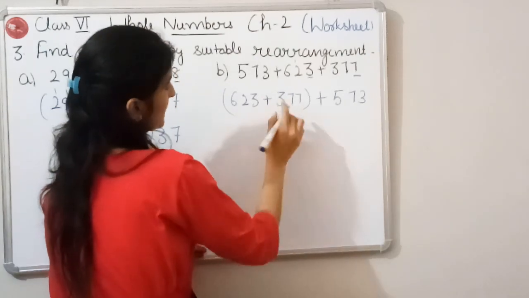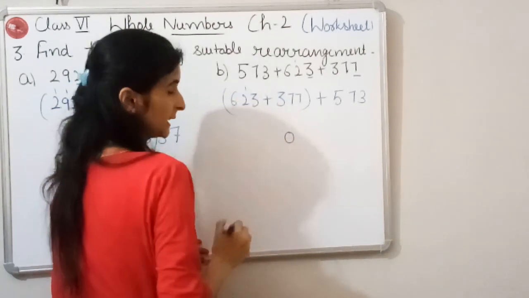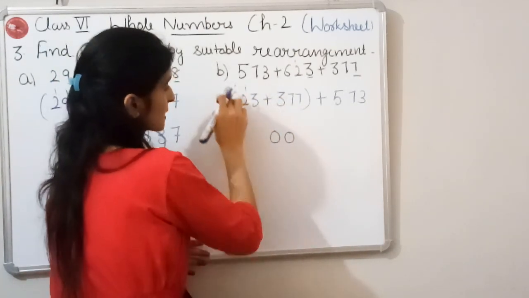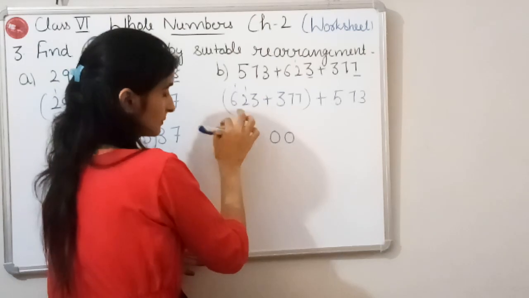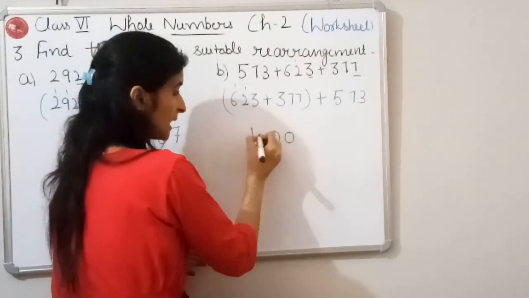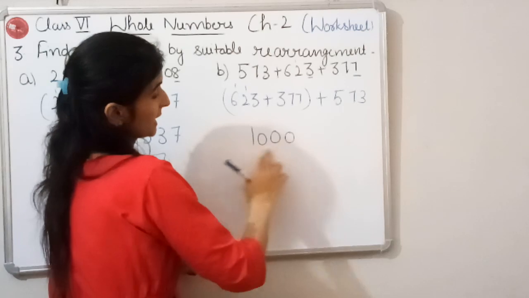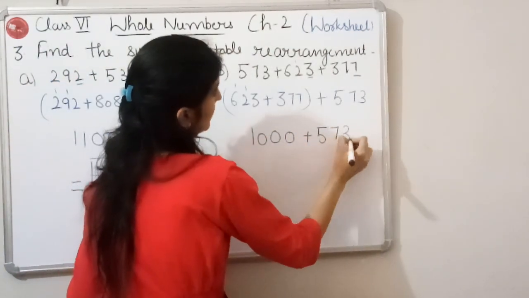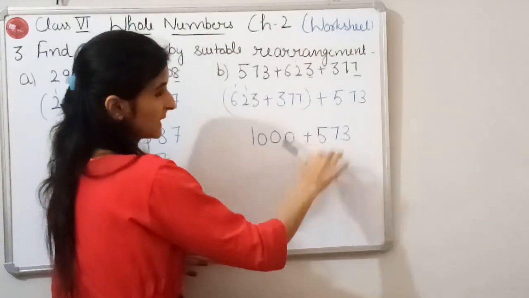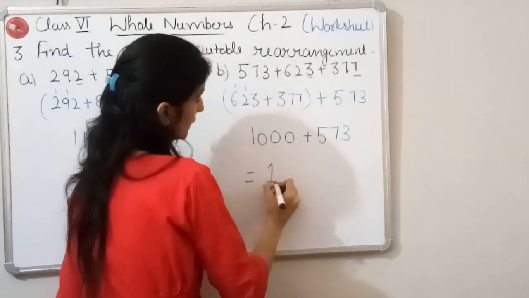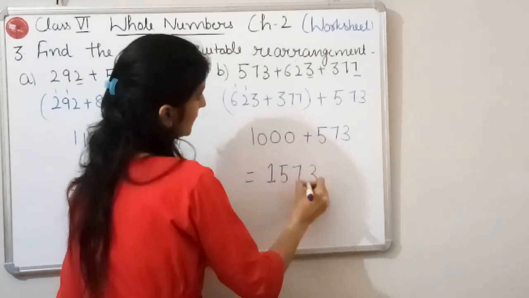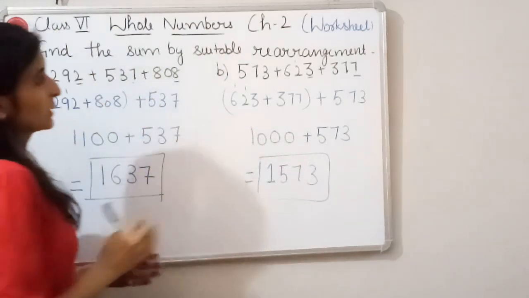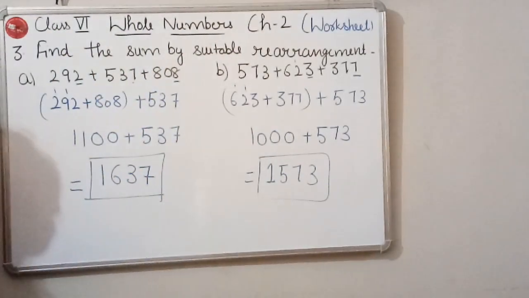Fine. So 3 plus 7 is 10. 1 carry. 2 plus 1 is 3. 3 plus 7 is again 10. 6 plus 1 is 7. 7 plus 3 is again 10. So it means here we are getting more and more zeros. Plus 573. So 1000 plus 573 is equal to 1573. So this is our answer. Fine. So that is how we have to do this question number 3.